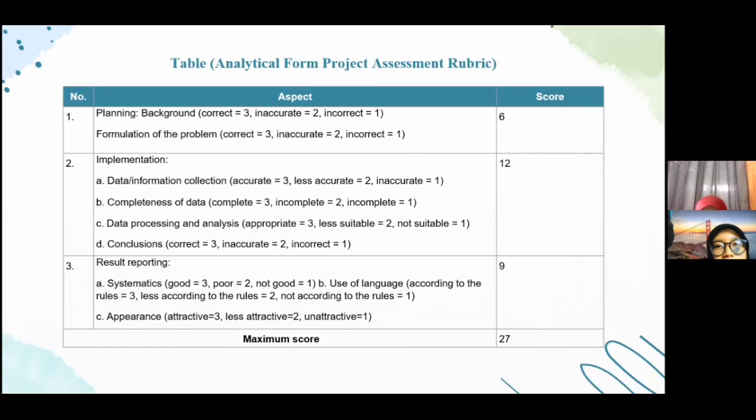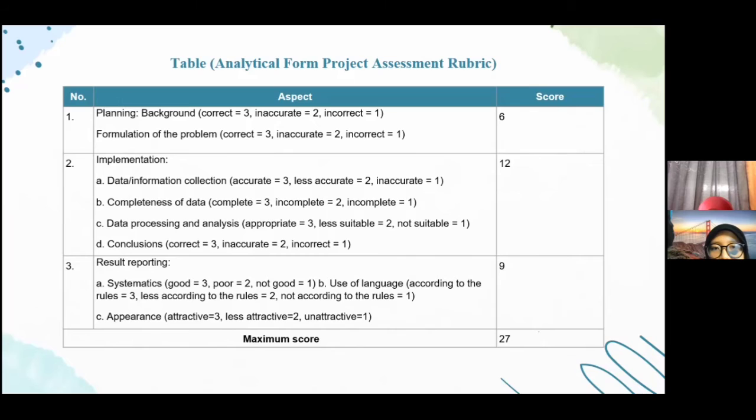Here we have an example of the table of an analytic form project assessment rubric. There are 3 columns and 5 rows. We can see there are number, aspects, and score. For the first, there are planning or background, with the score values like on the screen. You can see on the screen there are correct equals 3, inaccurate equals 2, and incorrect equals 1.